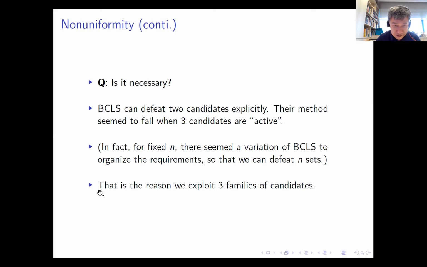So that's the reason we try to use the non-uniform approach, and somehow we need three families of candidates to achieve the goal. One of the complications of the construction is due to the non-uniformity of the candidates.